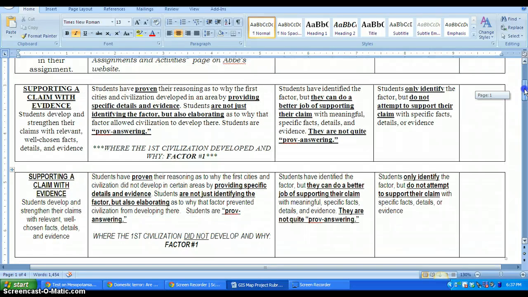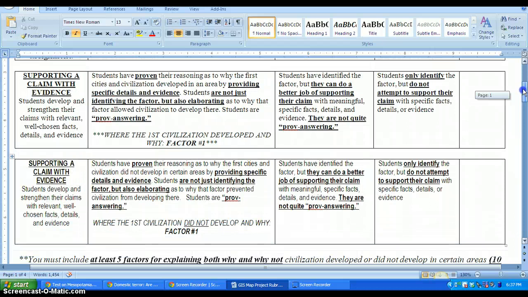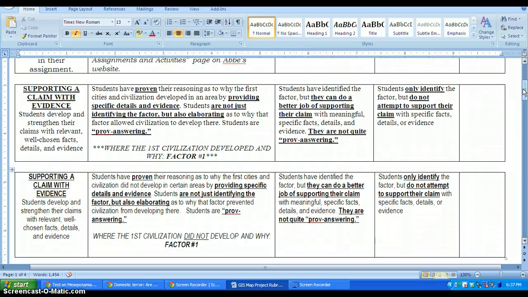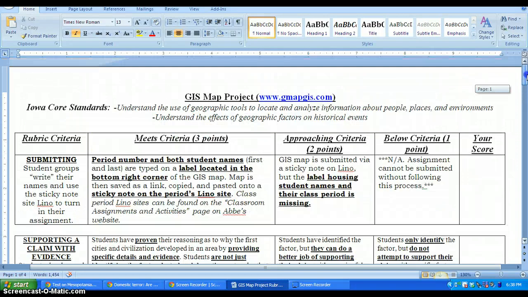And when you watch the next video, I'll show you how you're going to point out your factors. You're going to draw on a map. You're going to create shapes on a map. You're going to shade things in. You're going to use labels. So it's going to help me see what your factors are. And finally, the last part of your little project is just submitting your project. Okay, so let's take a quick run through that.